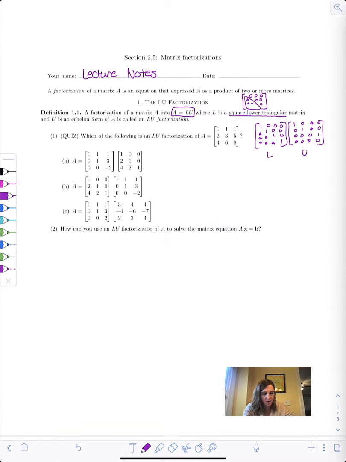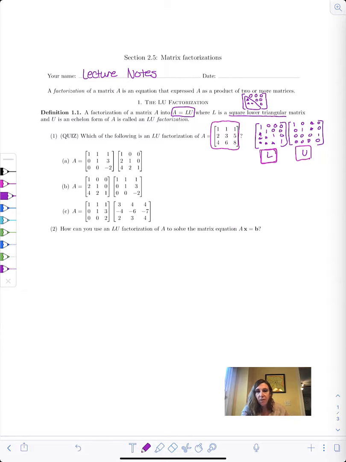Okay, so our first quiz asks us to figure out which is an LU factorization of this particular matrix here. All of these are products that give you A, but only one of them starts with a lower triangular matrix and ends with something that's an echelon form of A. So hopefully you can sort that out.